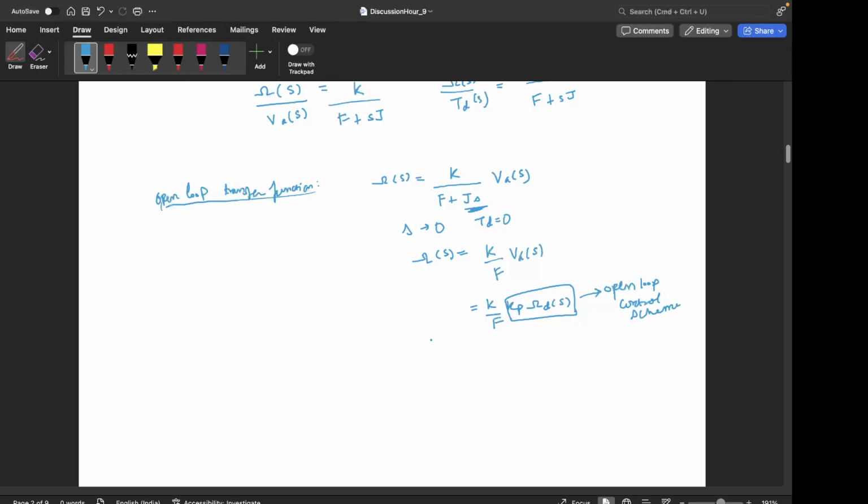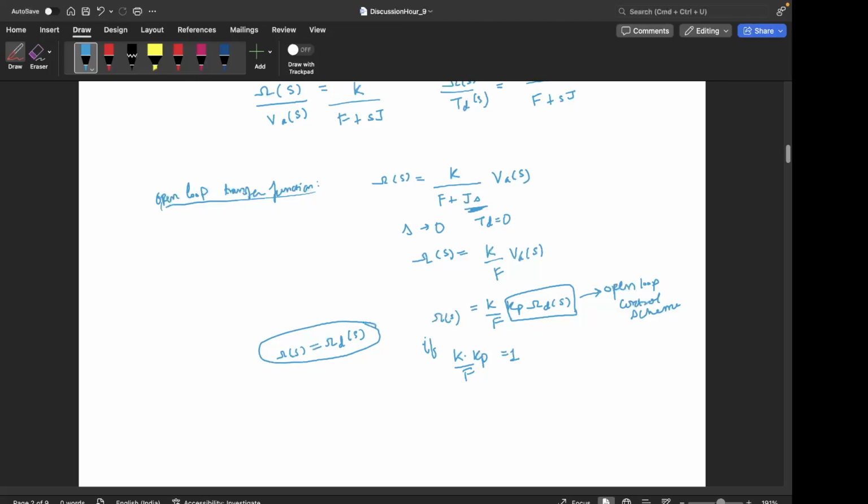So if we choose K by F times Kp to be 1, then what we get is that omega s is equal to omega desired s, right? So we are getting that mathematically, and that is exactly what we wanted: the actual and the reference should match, and here it is coming out exactly equal.